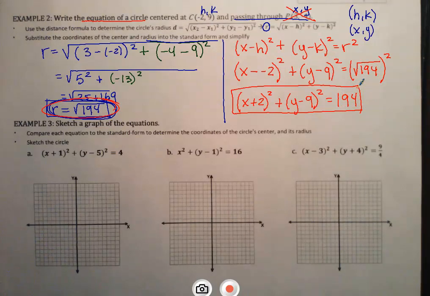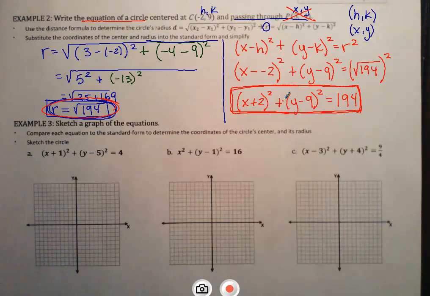So we could save ourselves a little work. So this is our final answer. This is the equation of our circle in standard form. We always have the x and the y in there, and the other values, the h, the k, and the radius are solved for in standard form.